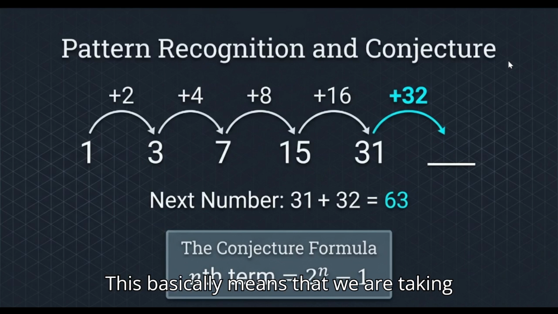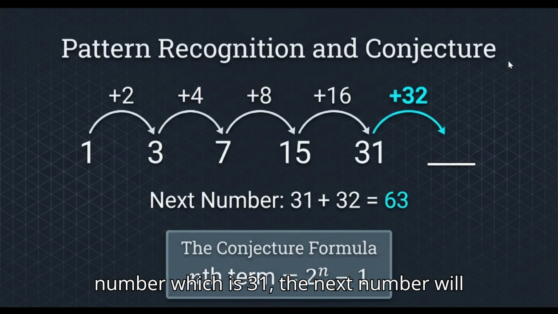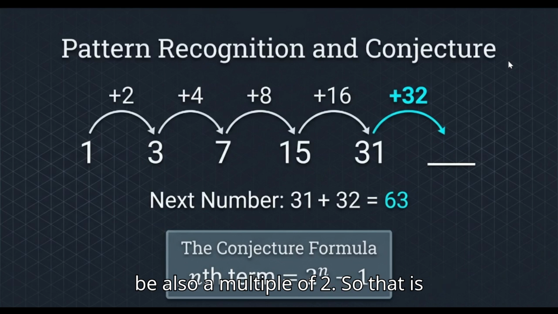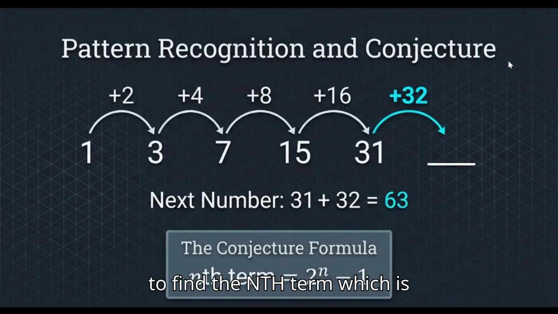This basically means that we are taking multiples of 2. So if we look at the number which is 31, the next number will be also a multiple of 2. So that is 31 added with 32. So we get 63. You can use this conjecture formula to find the nth term, which is 2 power n minus 1.